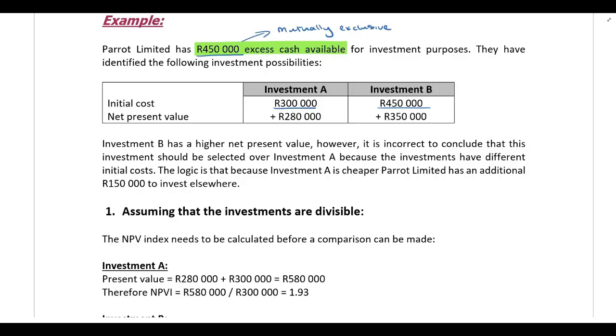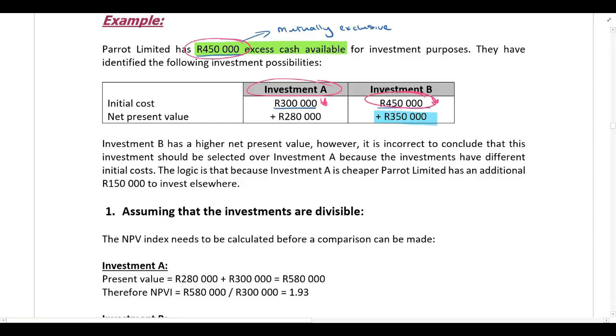So if we look at this, investment B has a higher net present value. However, it's not correct to conclude that the company should invest in investment B because these investments are not comparable in terms of their initial costs. And the logic is because investment A is cheaper than investment B, if the company decides to select investment A, they will still have an extra 150,000 Rand available in order to invest elsewhere. However, if they select investment B, this will be their only investment.